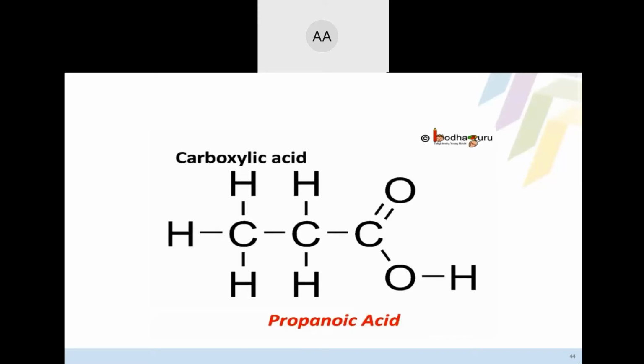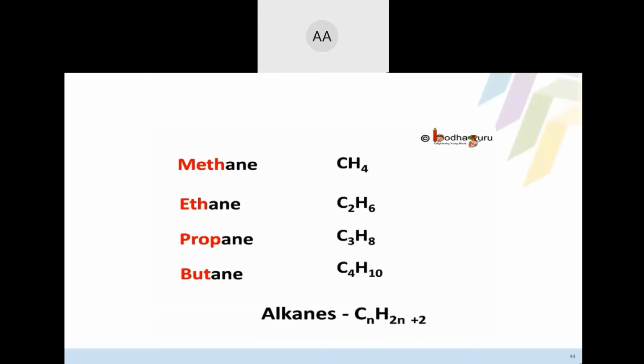Now we have seen that all alkanes, that is the saturated hydrocarbons, have the same general formula, that is CnH2n+2.